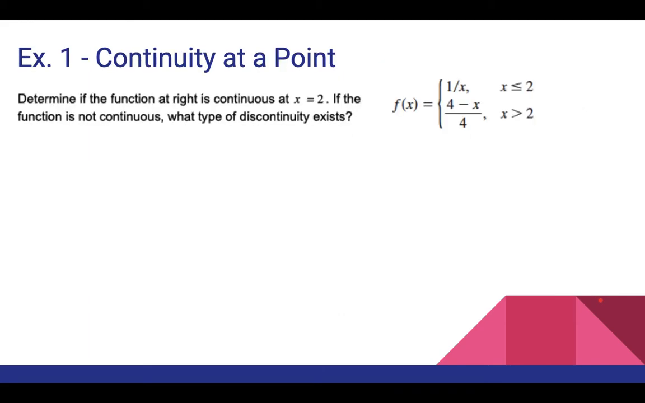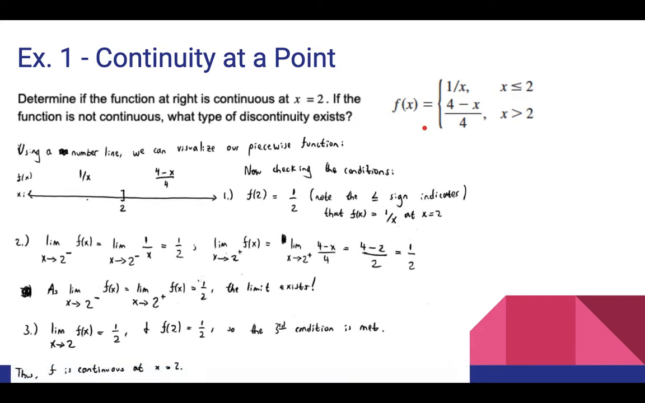So let's look at an example here. Determine if the function at right is continuous at x equals 2. If the function is not continuous, what type of discontinuity exists? This is a simpler example here because we're going to focus on more complex examples in class. Okay? So again, we can write our piecewise function using a number line. We see that for x less than or equal to 2, our function is 1 over x. We see that for x greater than 2, our function is (4 minus x) divided by 4.